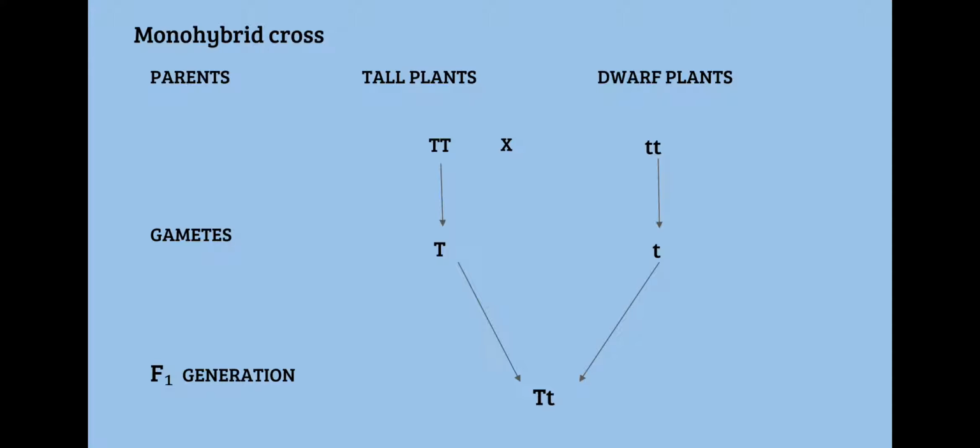So what is the genotype of the progeny? It is capital T small t. But the phenotype, or the physical expression of this genetic makeup, is tallness. So even though it has a small t present from the dwarf plant, we still will have the physical expression as tallness.